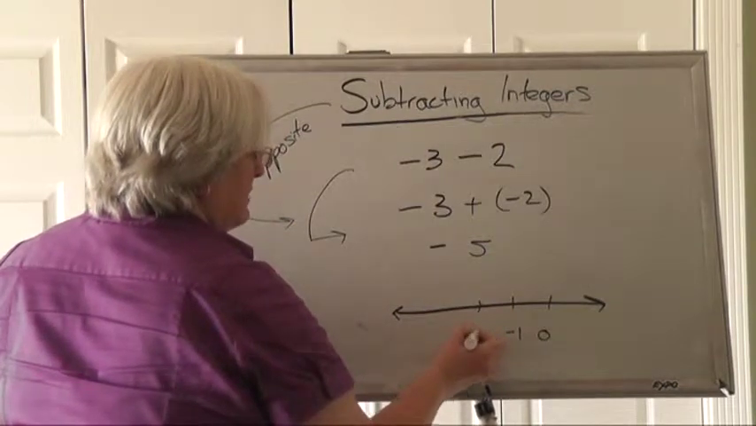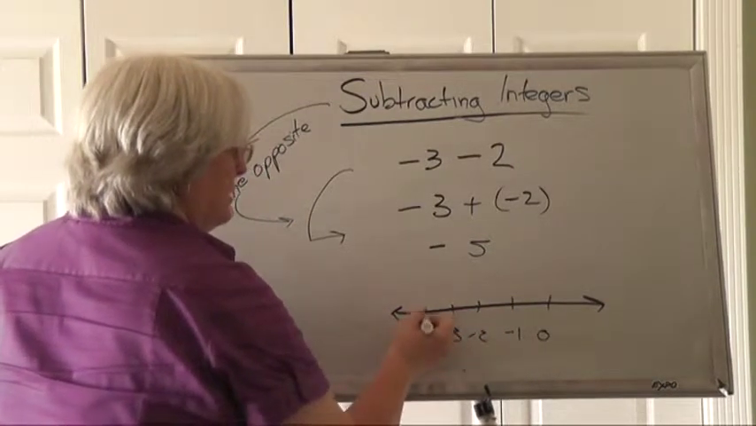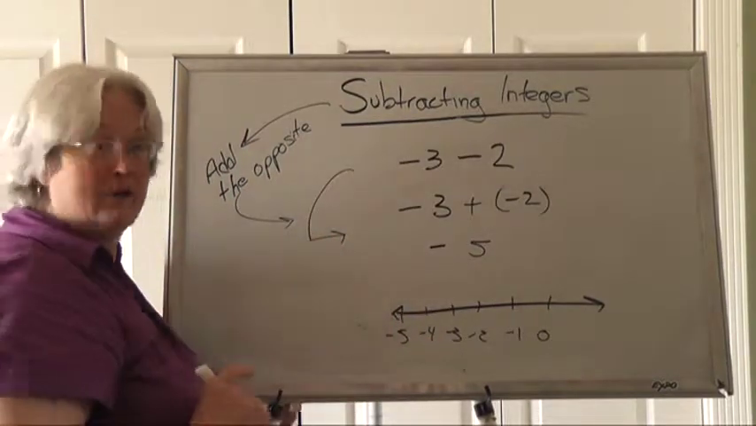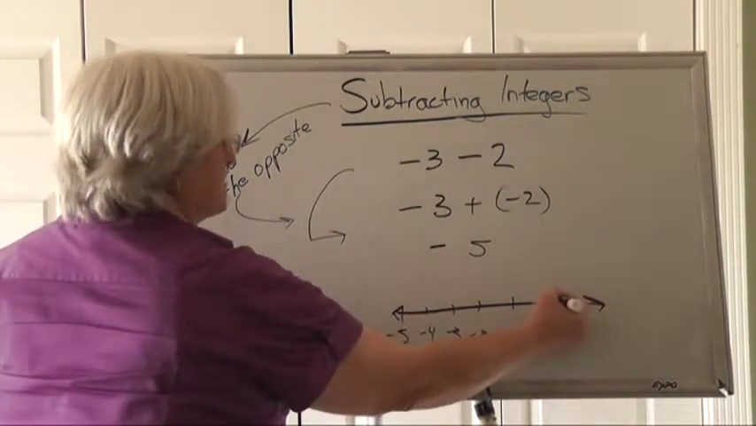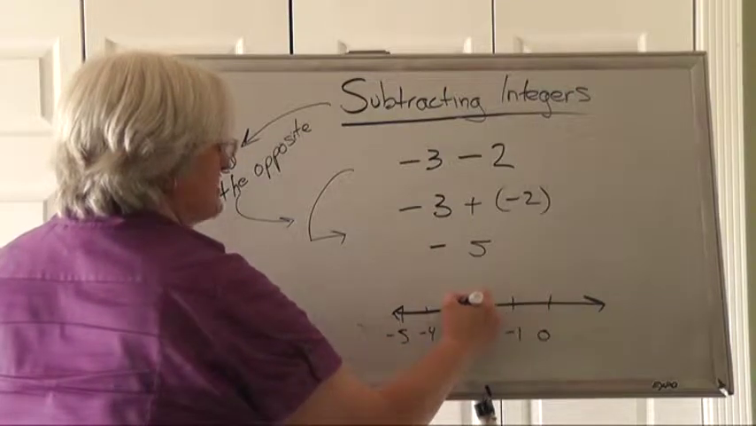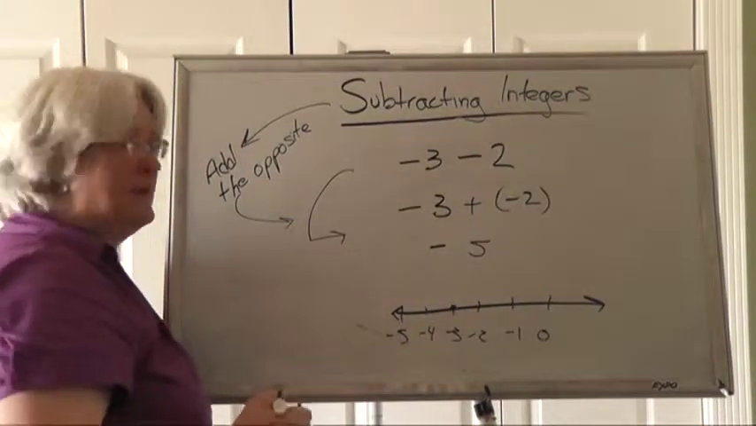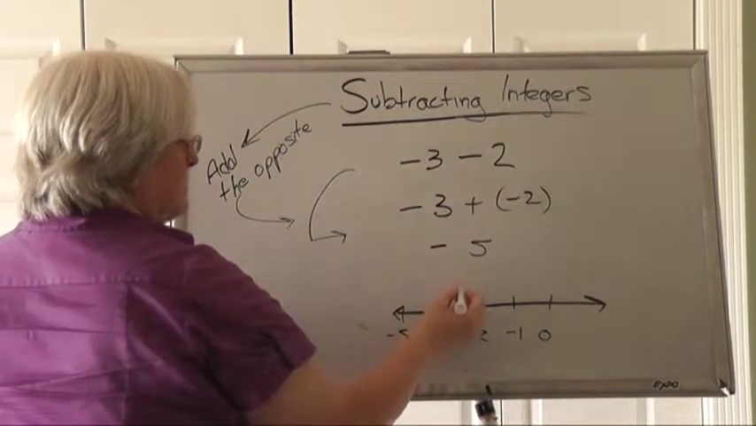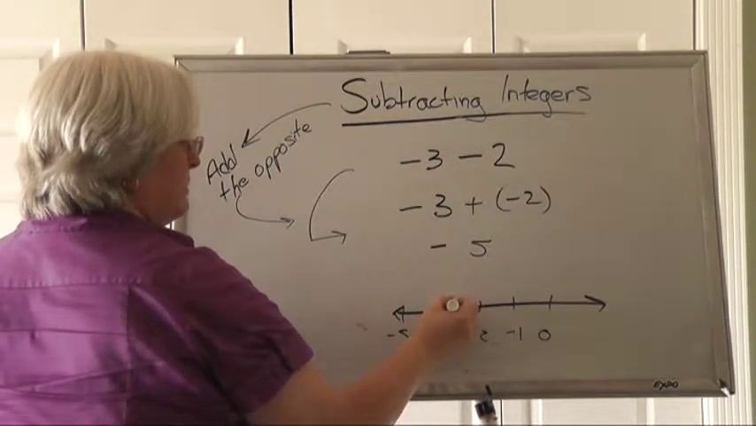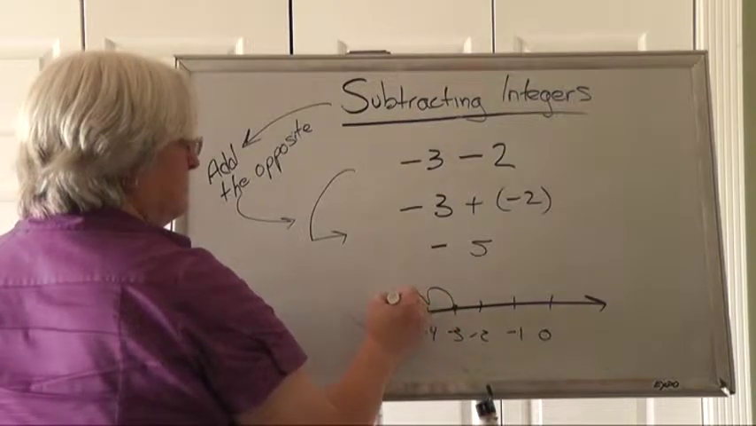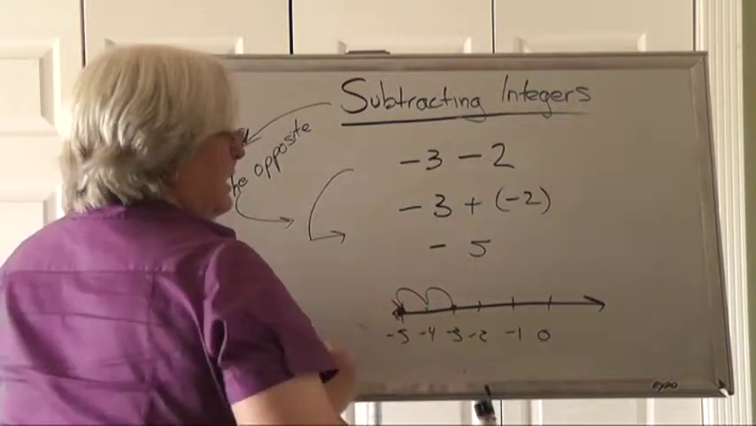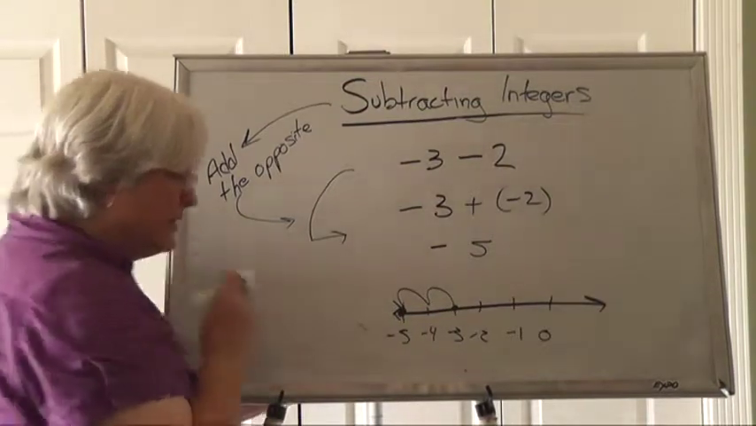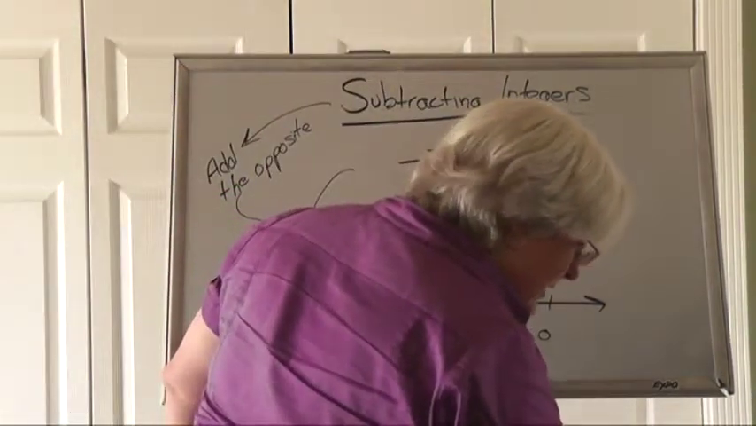Negative 1, negative 2, negative 3, negative 4, negative 5. We have a negative 3. Start at 0, move 3 units to the left takes us to a negative 3. This says subtract 2. Go 2 units further to the left. 1, 2. And look at that, we have the negative 5. So subtraction is the same as adding the opposite.